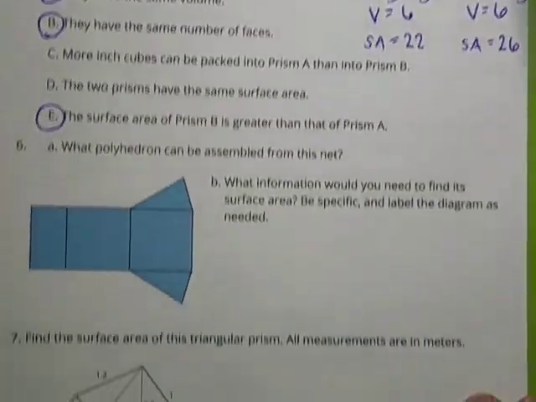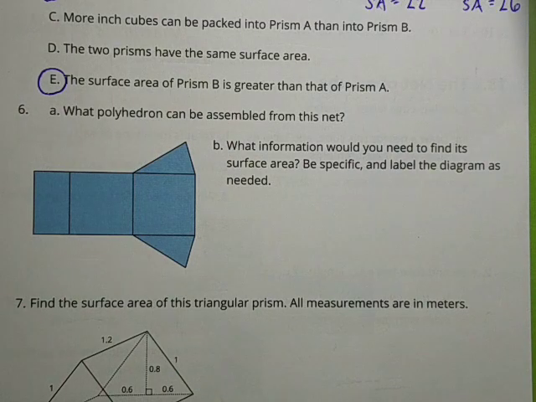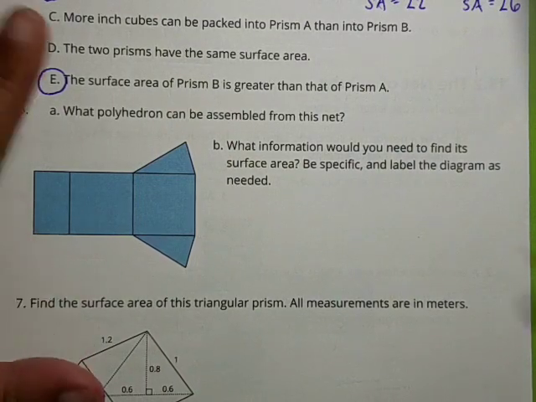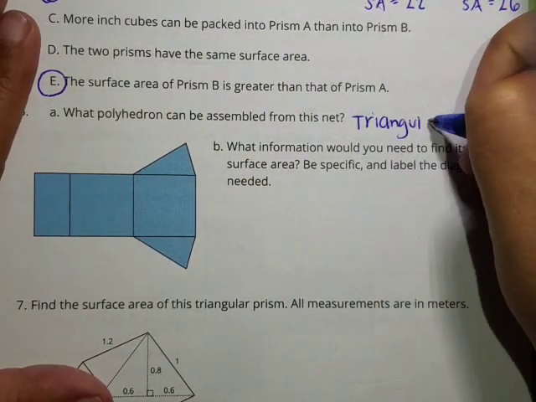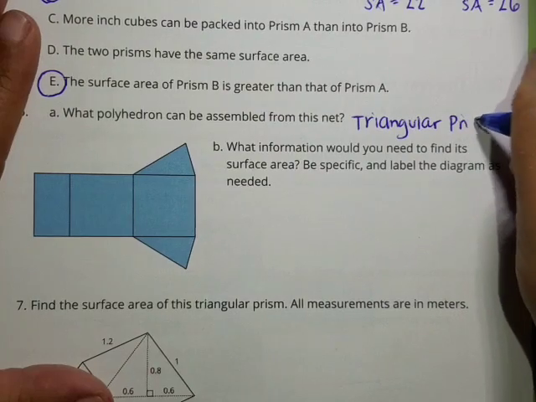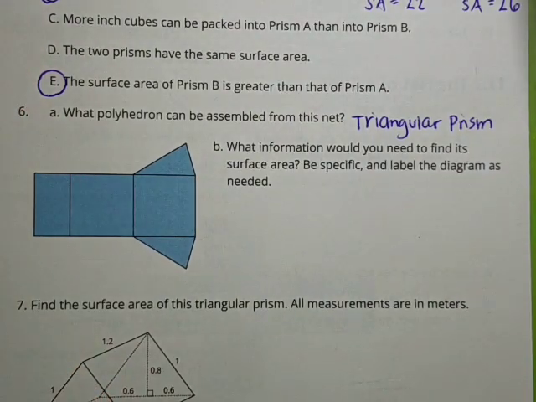Okay. Number 6, what polyhedron can be assembled from this net? This is a triangular prism. What information would you need to find its surface area? Be specific and label the diagram as needed.